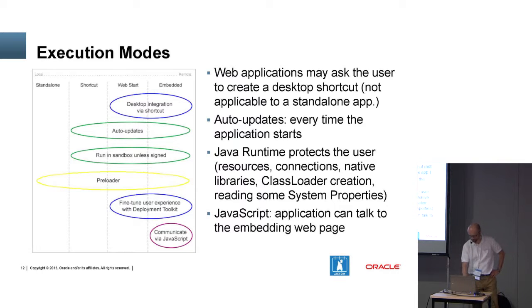This slide summarizes the features of the 4 deployment modes I have just described. Not all those features are available for all deployment or execution modes. You can see that, for example, the preloader is available everywhere. I will talk about preloader a bit later, but for example, communication with JavaScript is obviously not available in applications that are not embedded in a web page.